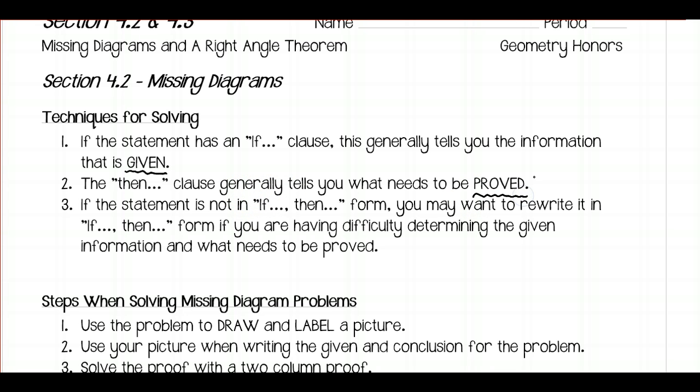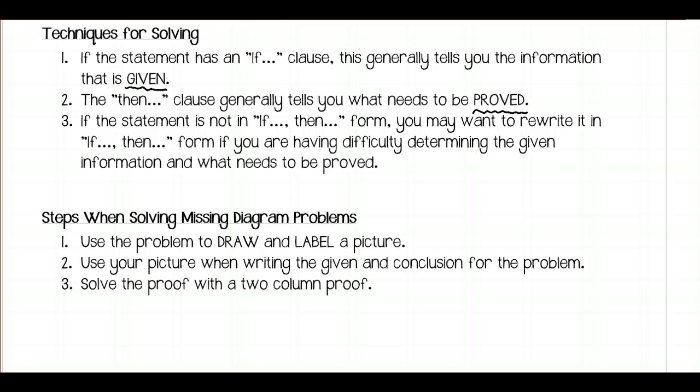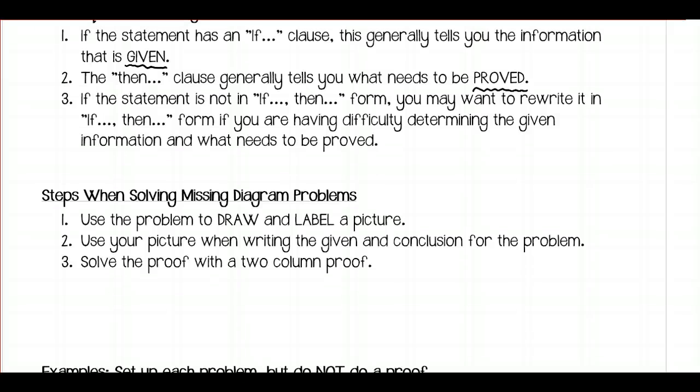So these are not hard and fast rules. They're just general guidelines. And you're going to have to use a little bit of common sense when you're solving these problems and think about, well, what do I know and what do I need to prove? So number 3 here, if the statement is not in conditional form, what you may want to do is rewrite it. Especially if you're having difficulty determining what's given information and what needs to be proved. So keep that in mind. Again, try and use some common sense and keep asking yourself, what do I know and what do I want to prove? And I think that'll help make things easier for you.